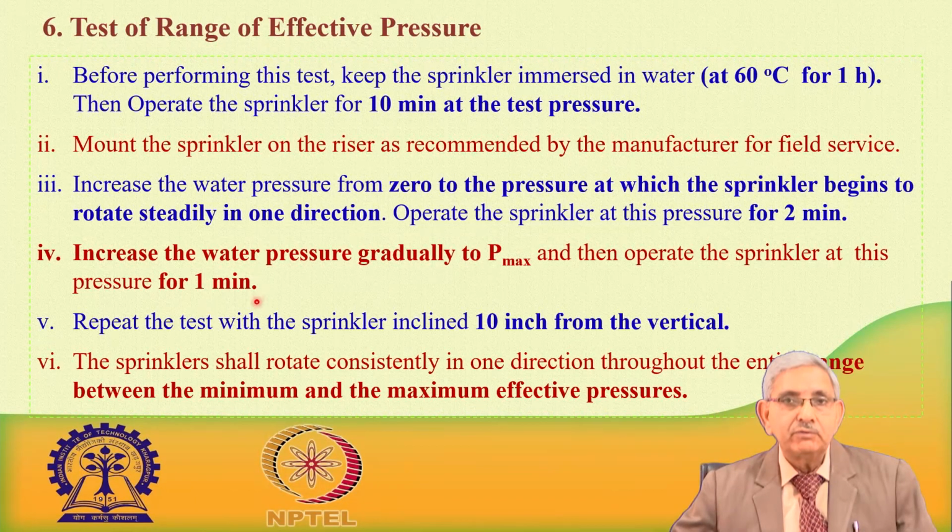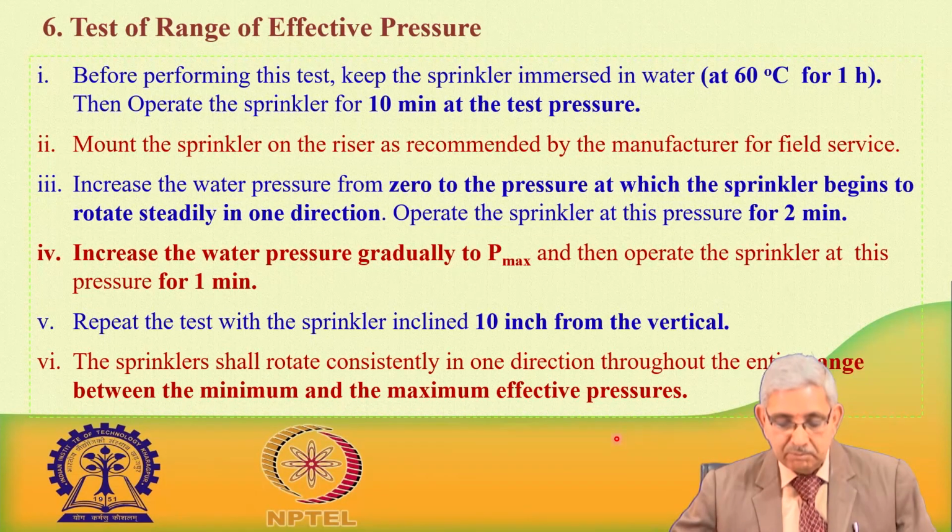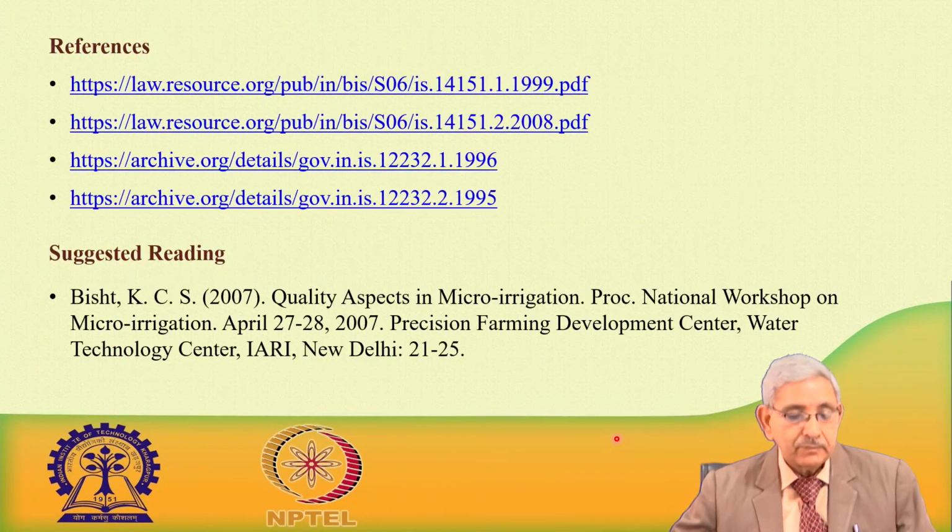Then take the observation once it is achieved, after 1 minute, then find out the values and repeat the test with the sprinkler inclined 10 degrees from the vertical. So, this is at a particular angle of inclination. The sprinkler shall rotate consistently in one direction throughout the entire range between minimum and maximum effective pressure.